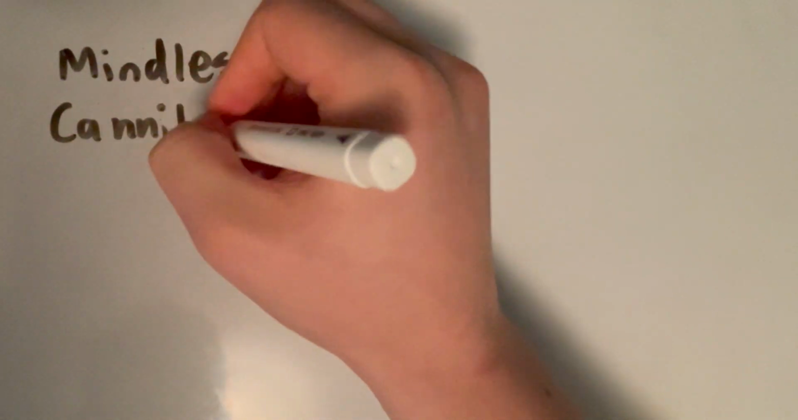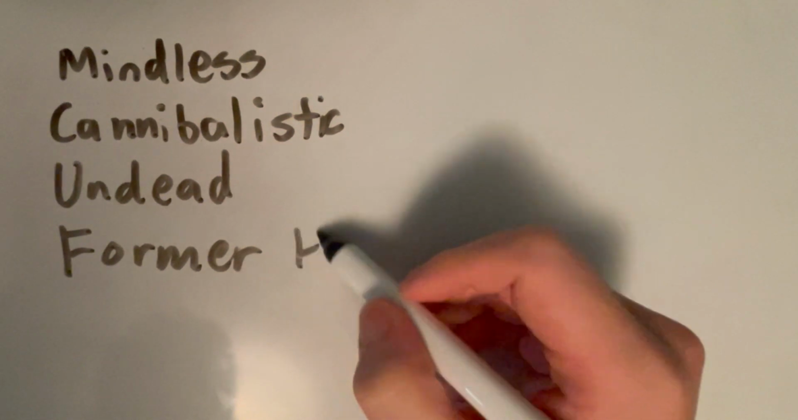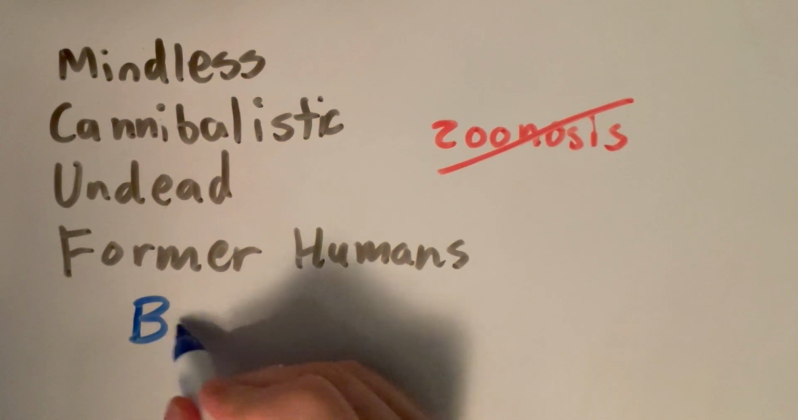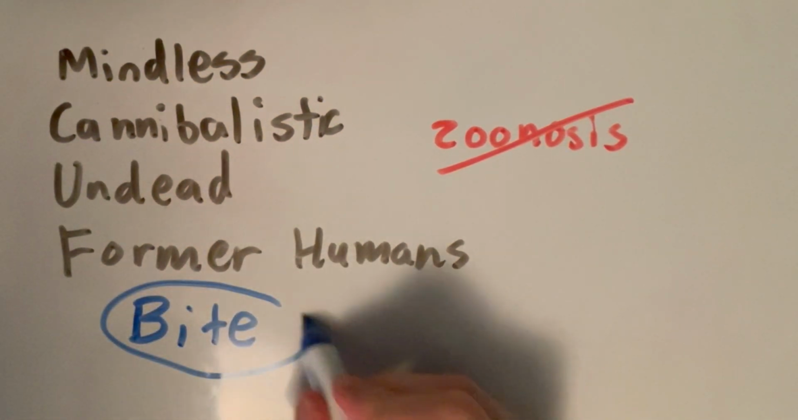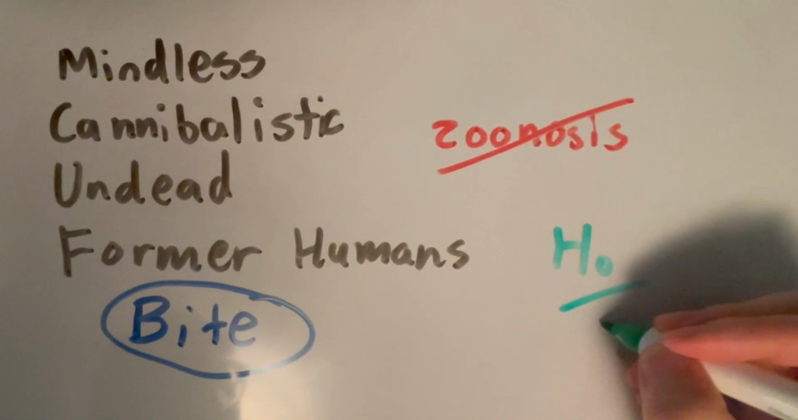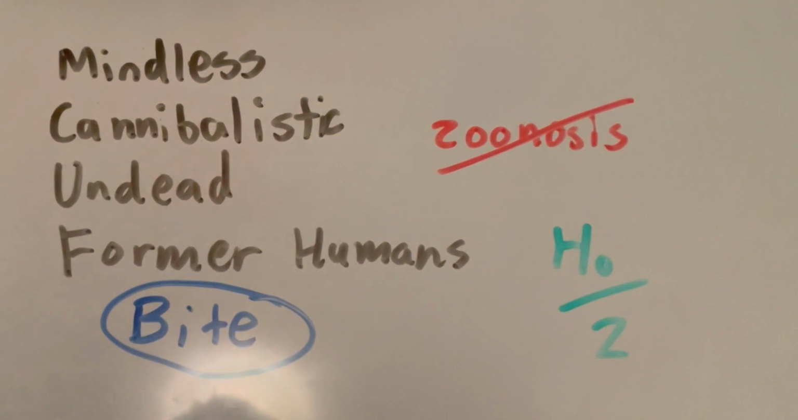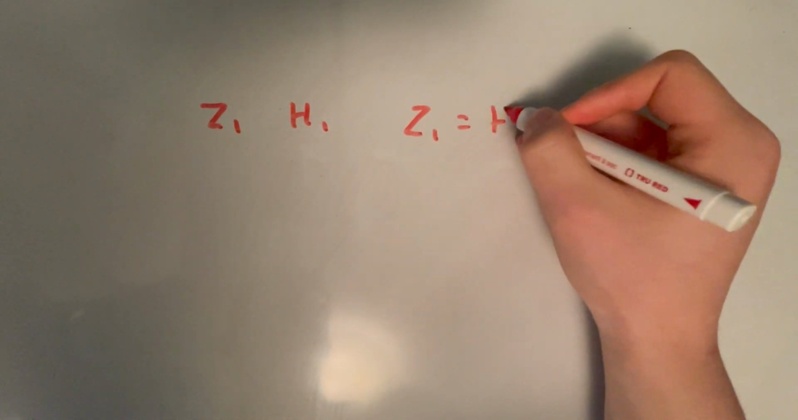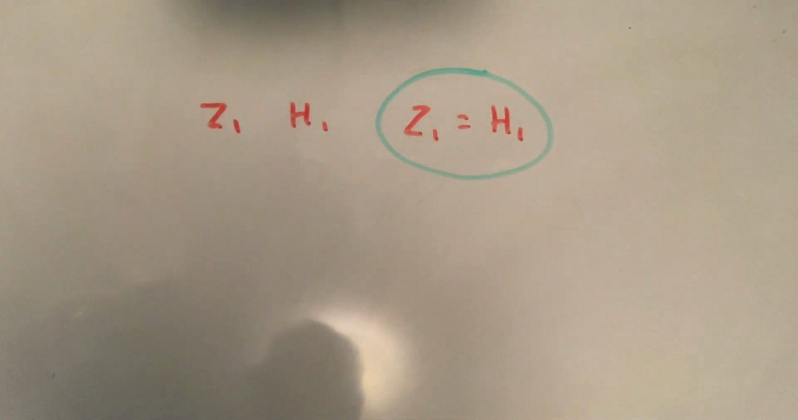We do also have to define zombies. For our sake, they will be mindless, cannibalistic, undead former humans, so no zoonosis. Transmitted through infection, typically via bite. Indeed, since zombies can only be former humans, the maximum capacity of zombies before our threshold would be H0/2. If this number is ever reached by the zombies, we can assume the outbreak's successful. We can mark the threshold as Z1 and its counterpart during that time, H1. Therefore, when Z1 equals H1, the zombie outbreak can be deemed a success.